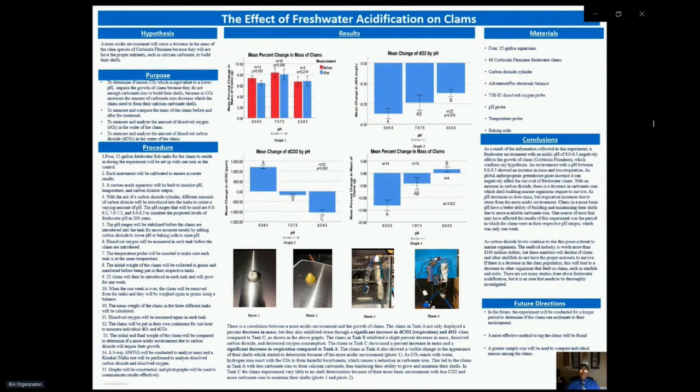I compared all my data using a parametric ANOVA test in order to see differences in mass, and I also conducted a Kruskal-Wallis test to see if there were changes by separation.